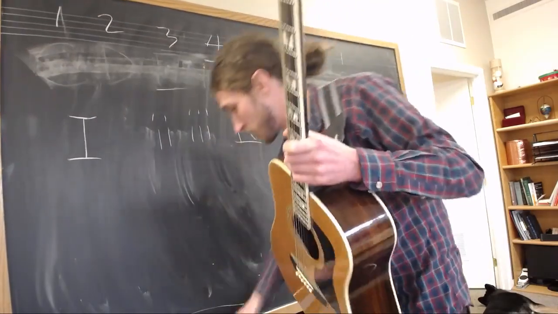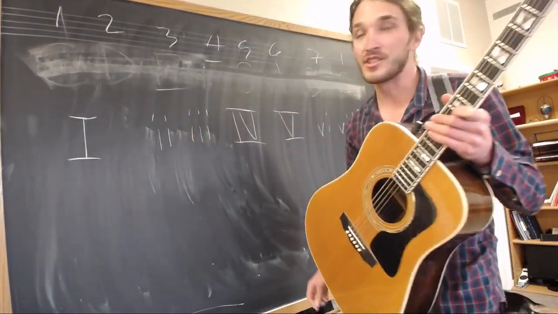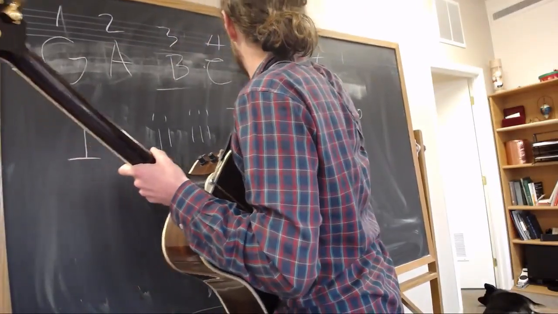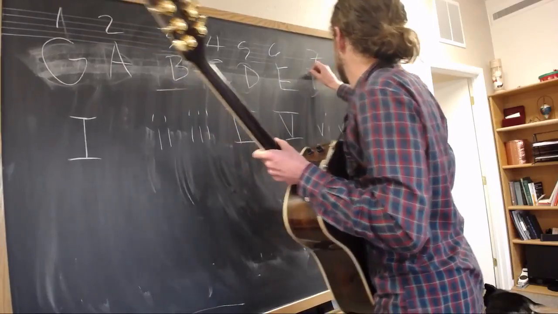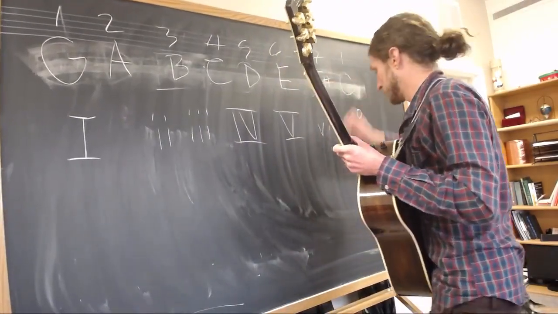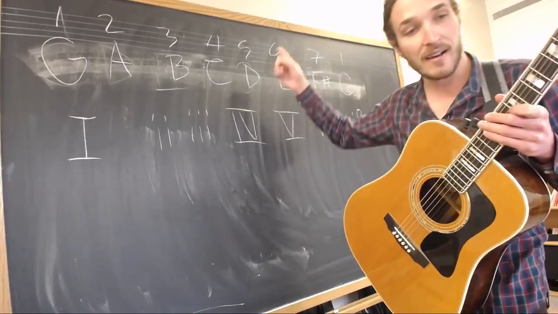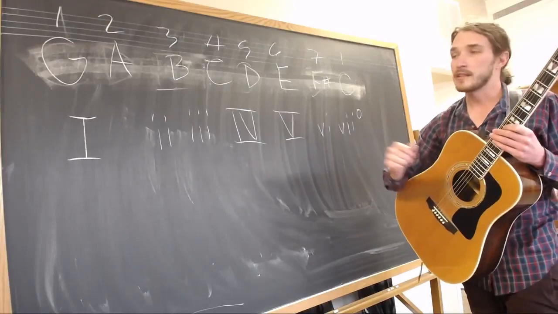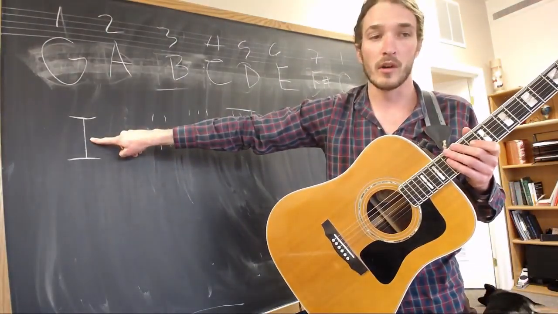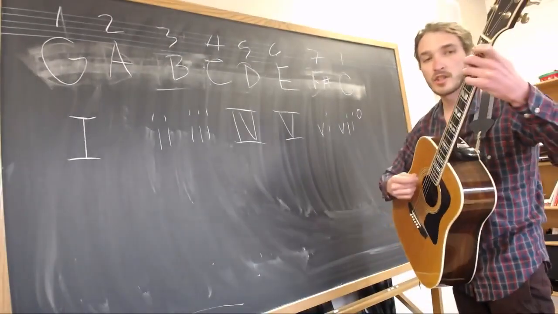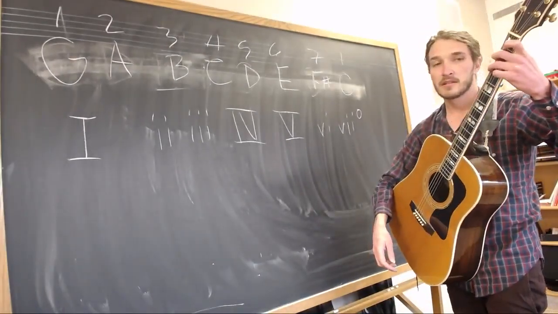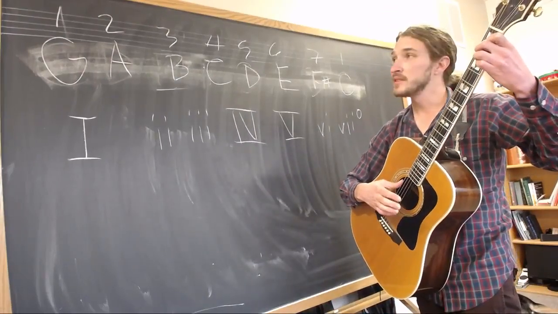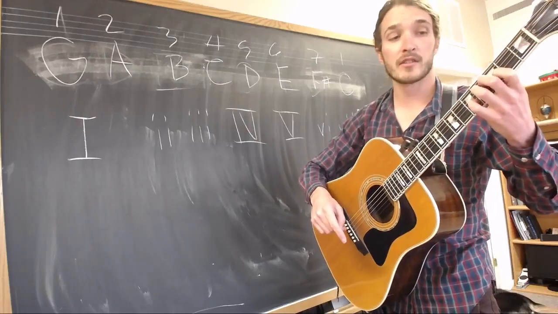So if we go around the circle of fifths, next that's going to take us to G major. So now we have G major. G, A, B, C, D, E, F sharp, G. And this works the same way. Our one chord is major, which gives us G major. Two chord is minor, so A is the second note, we get A minor. Three chord's minor, that gives us B minor, of course.